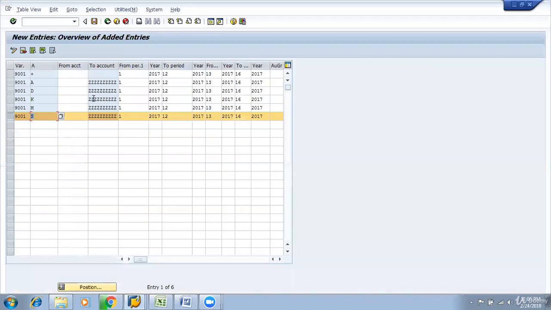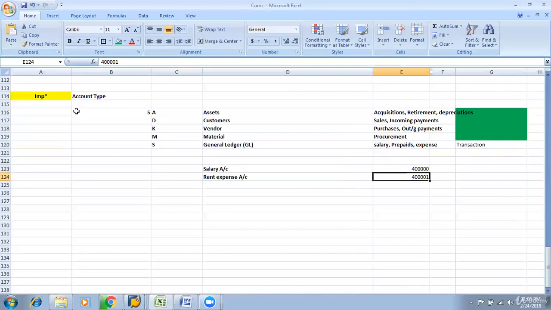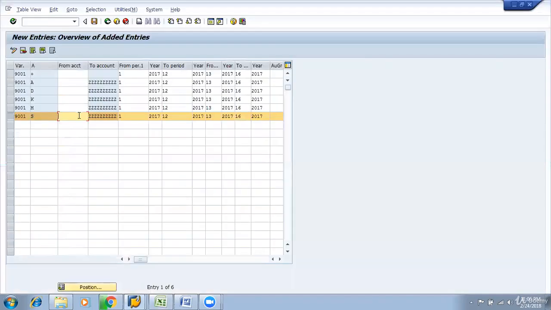So what if I wish to restrict certain postings? If I wish to allow salary account and disallow my rent expense, what would I do? I can enter here 4000 and here, instead of Z's, I would enter 4000. Understood? So this is what from account and to account is. So why did we enter Z here? I didn't wish to restrict any of my accounts here, so I enter from anything to anything.